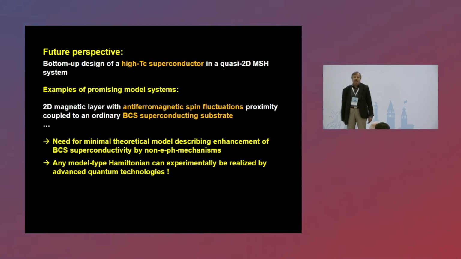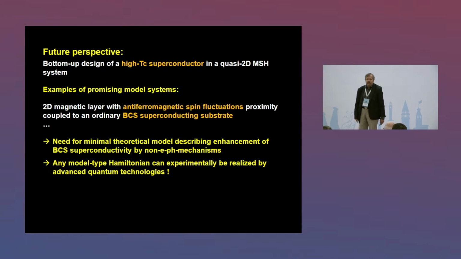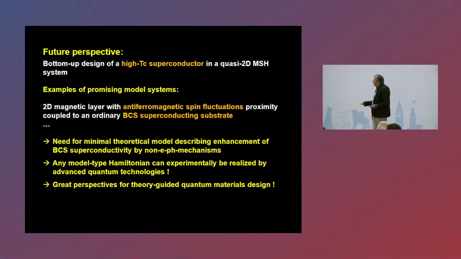So the accuracy now for condensed matter systems is exactly the same as for quantum optics. You all know that quantum optical systems have been used for quantum simulation for quite some time now. But of course, quantum optical systems are different from condensed matter systems. But now we have the same kind of precision. We can really realize any kind of model Hamiltonian, as you have seen with the Kitaev model Hamiltonian, which we can now realize experimentally. So there are really great perspectives, I would say, for theory-guided quantum materials design due to all these advances in quantum technologies and especially in atomic-scale technologies, which is what I wanted to say.